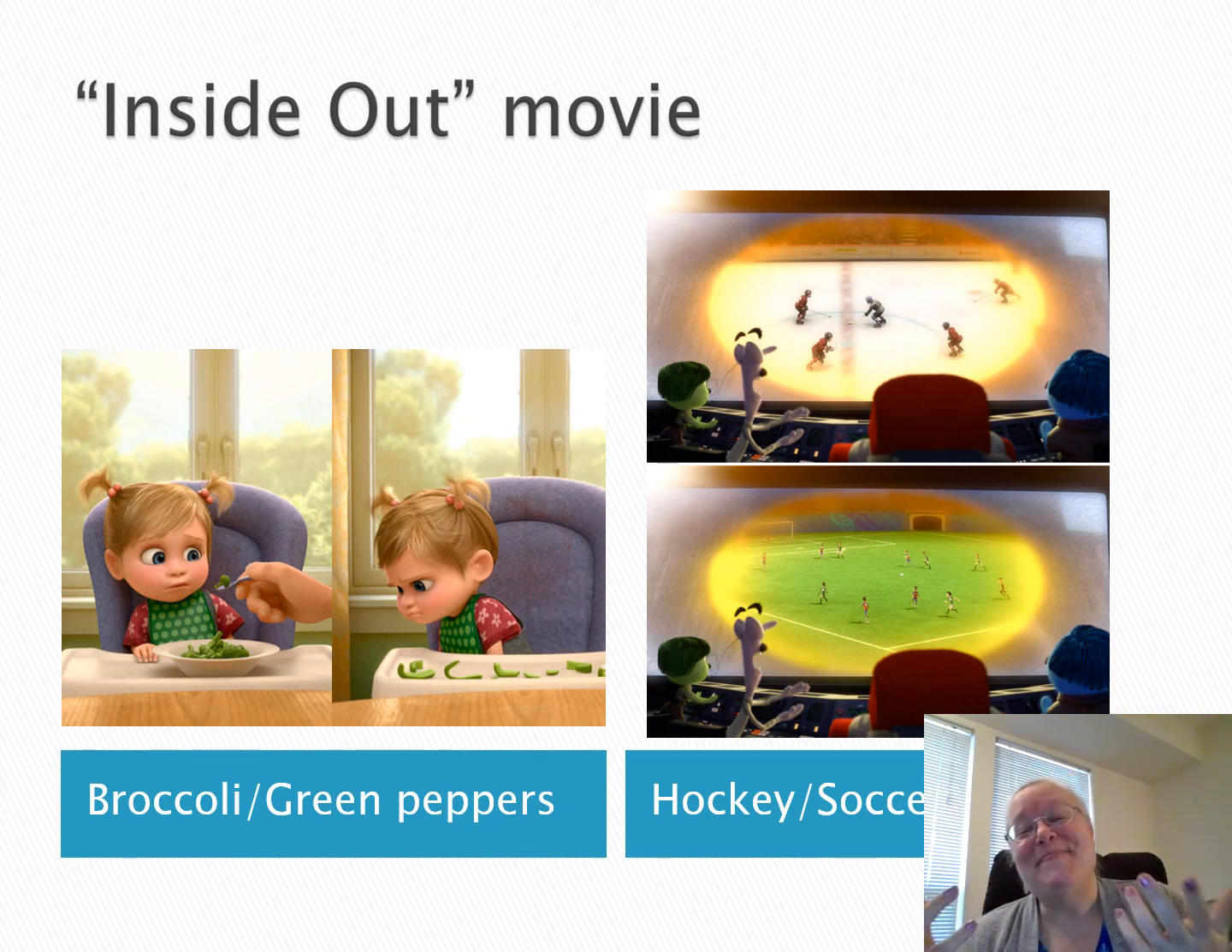So, where ice hockey isn't popular and people wouldn't understand this little girl's obsession with playing ice hockey, they would understand the obsession with soccer a lot better. So it was changed for that. So again, pop culture, making it relatable to the people who are going to see the movie.